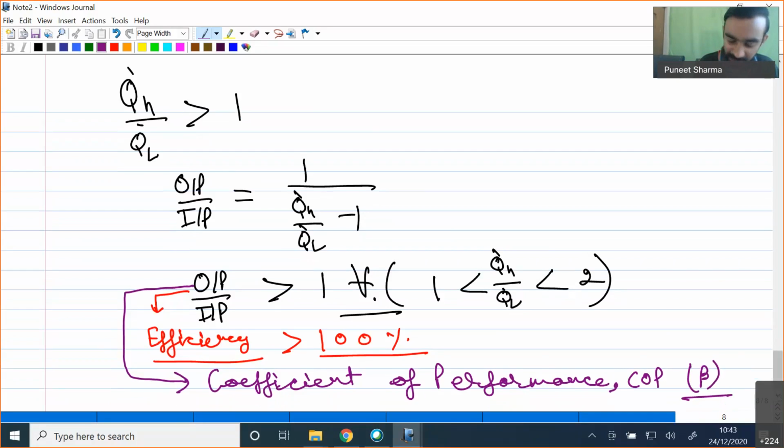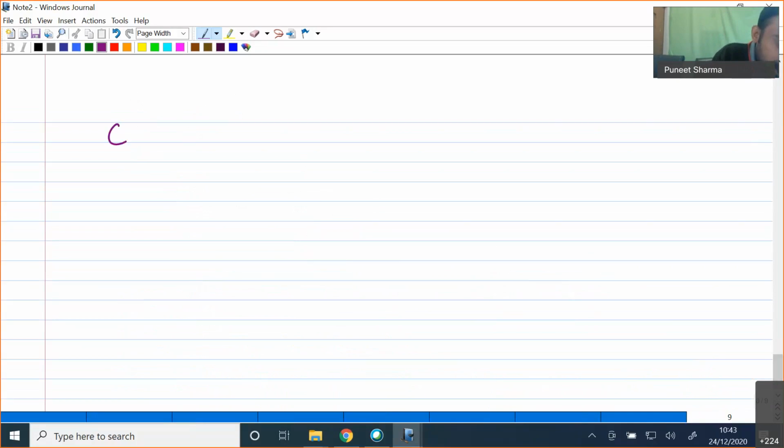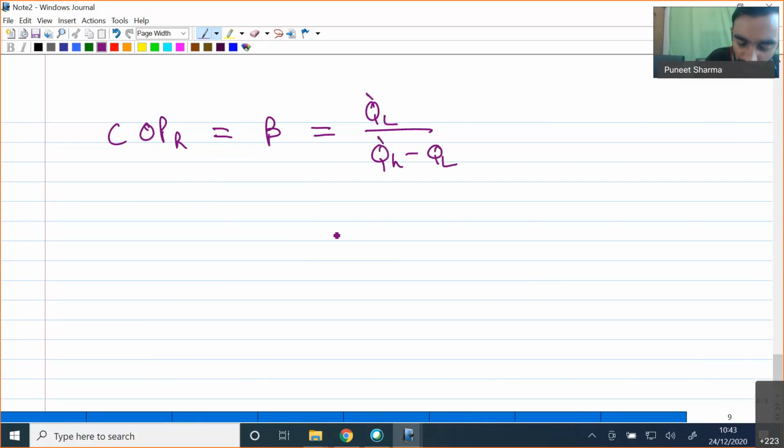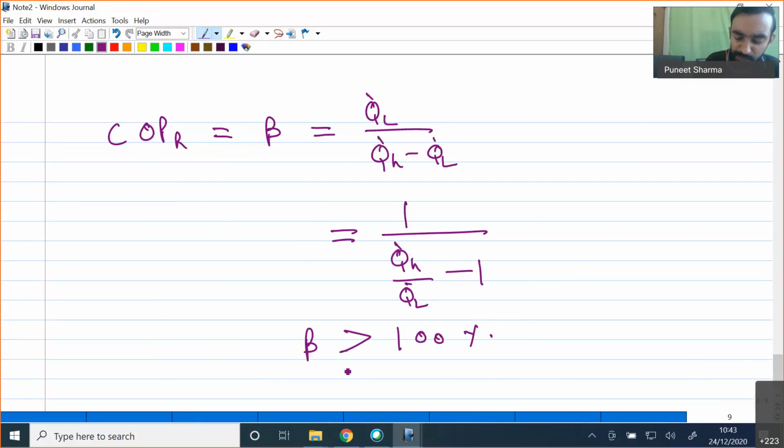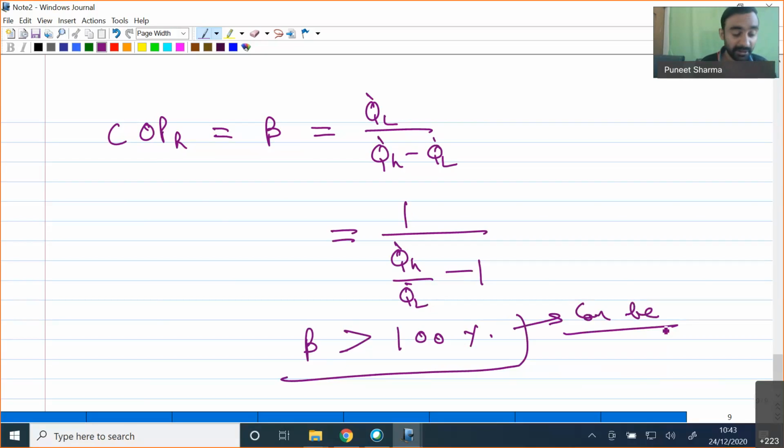So for a refrigerator, I'll be calling my COP of refrigerator equal to beta, which is equal to Q dot L divided by Q dot H minus Q dot L, and I can write it as 1 divided by Q dot H by Q dot L minus 1. And the value of this beta can also go beyond 100%. It is not always true that it has to be greater than 100%, but yes, it can be greater than 100%. So this particular device is referred to as our refrigerator.